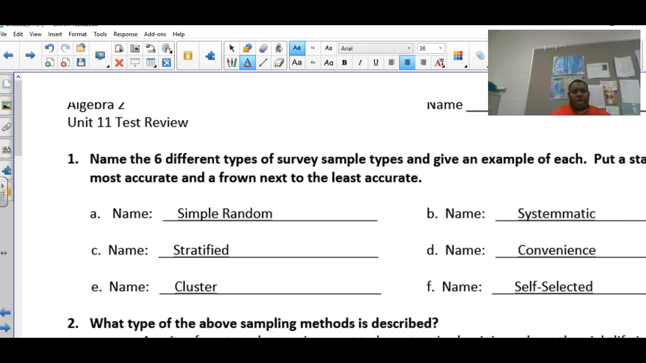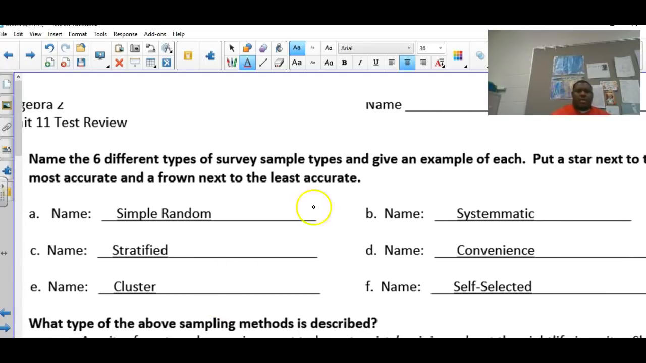All right, first, we're going to talk about all the sampling, the 6 types of sampling. Here they go: simple random, stratified, cluster, systematic, convenience, and self-selected. I'm just going to do some quick examples. It's on you to make sure you look at your 11.1 notes to look more in detail on these.